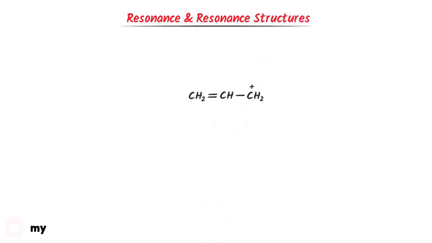Let's consider this organic compound. We can see that there is a double bond. We know that one is sigma bond and another is pi bond. Now there are pi electrons present in pi bond. Secondly, the positive charge on the third carbon means that it has a vacant orbital. Now listen carefully. There is possibility that these pi electrons will shift from first carbon to this vacant orbital.